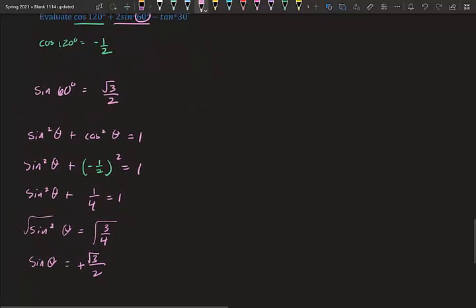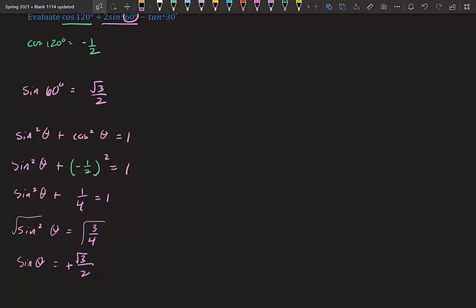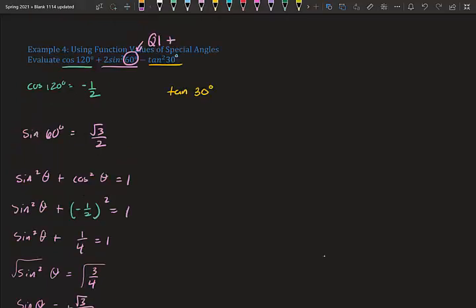Two very different ways to find the same answer. It's just how do you remember things? Do you want to remember that chart, or are you just better at remembering formulas? It's all up to you and how you work. Alright, so we found cosine, we found sine, now we need to find tangent 30. So remember, tangent is cosine over sine. We have cosine, and we have sine, so let's plug it in. So we can find tangent 30 by doing cosine over sine.